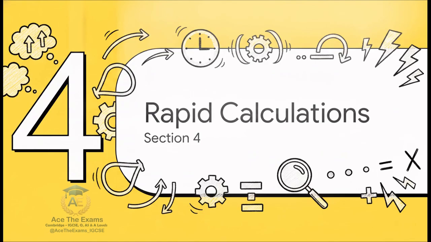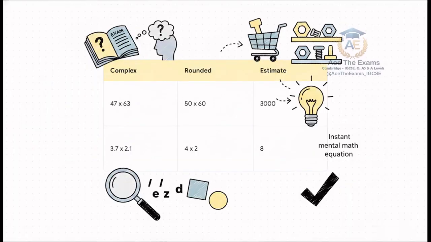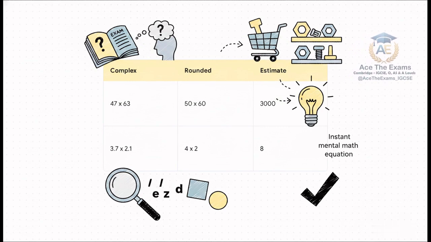All right, with those core rules locked in, let's see how estimation transforms from just a simple rounding exercise into an absolute mathematical superpower for tackling complex calculations instantly. Imagine you're in the middle of an exam or, I don't know, out at a hardware store, and you suddenly need to calculate 47 times 63. Your brain might just freeze. But the golden rule for estimating calculations is to first round every single number to exactly one significant figure.